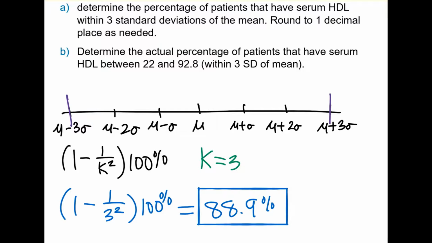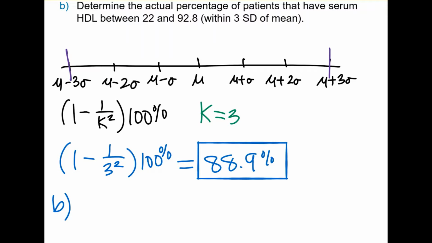Part B, determine the actual percentage of patients that have serum HDL between 22 and 92.8, or within 3 standard deviations of the mean. If we look at the raw data, we will find that 100% of the data is between 22 and 92.8. So we get 88.9% using Chebyshev's theorem. 100% is the actual percentage, and if we had used the empirical rule, we would have gotten 99.7%.